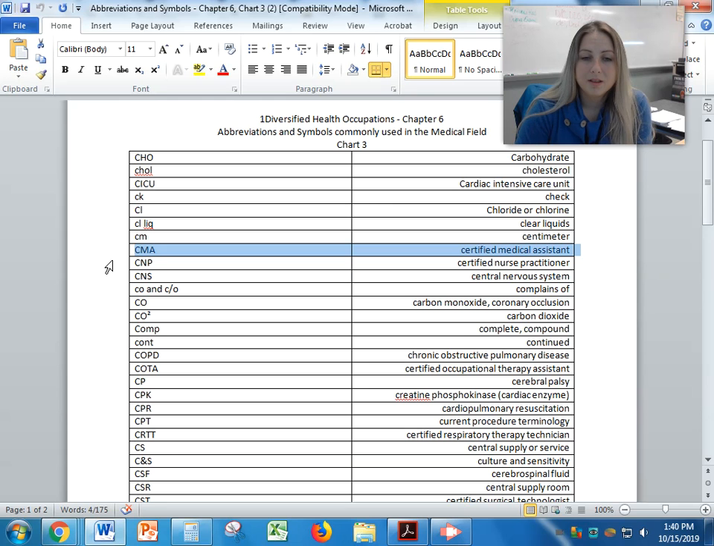CMA, this is a certified medical assistant. You can be a medical assistant and not be certified. They may train you on the job to be a medical assistant in that particular facility. However, in that instance, your designation would be an MA, not a CMA. A CMA has gone through the training and the schooling necessary to be a medical assistant.